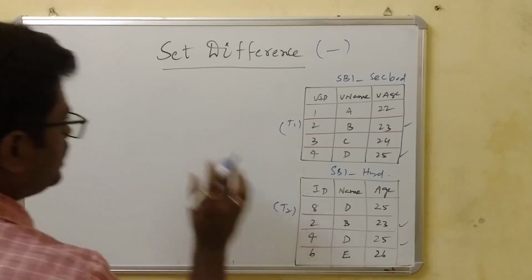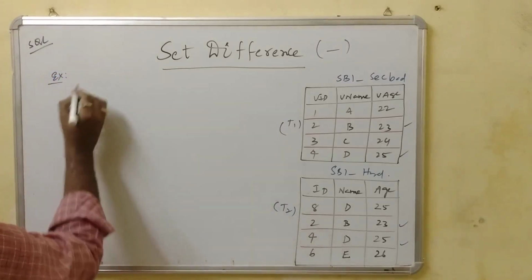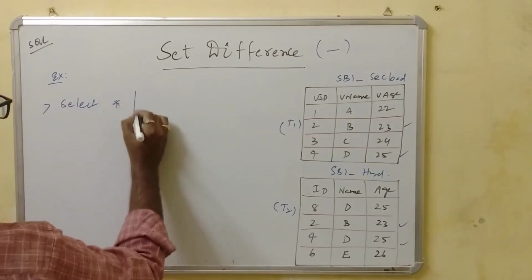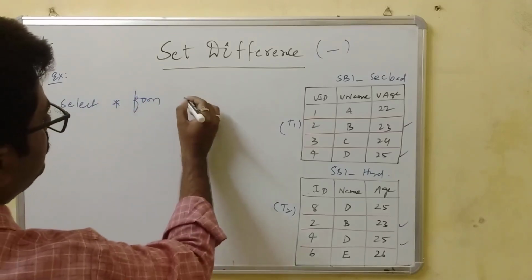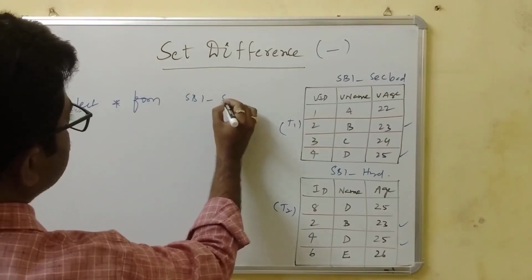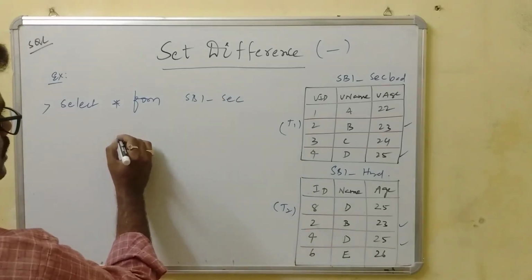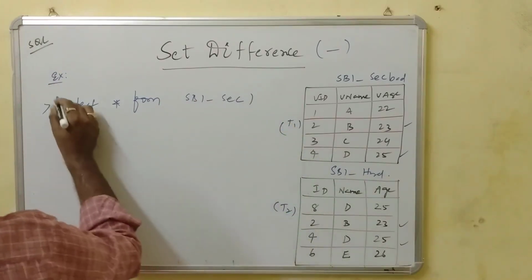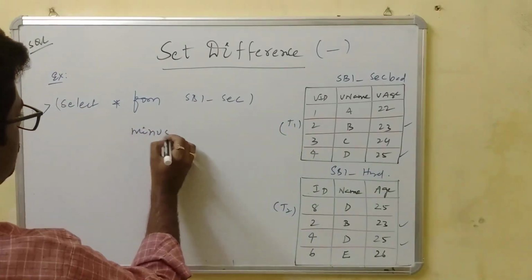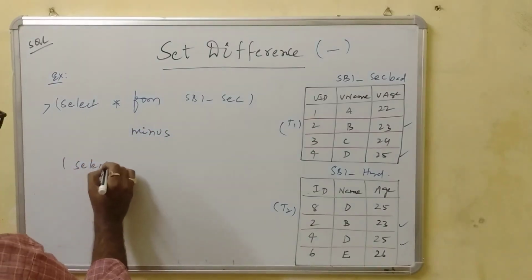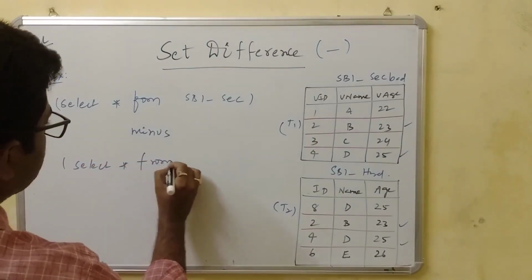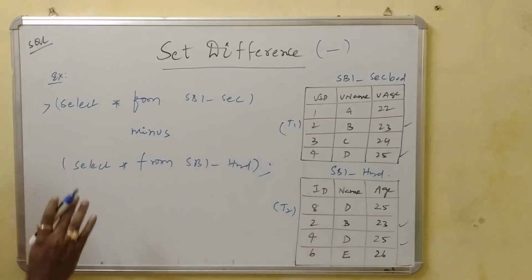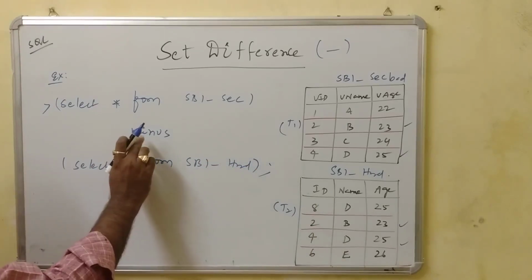Let us see how to write the query, taking an example. Select star from SBI Secunderabad, and now we are performing the minus operator. So it is better to keep minus, and now we take select star from SBI Hyderabad. So this is the query we need to write, performing the minus operator.